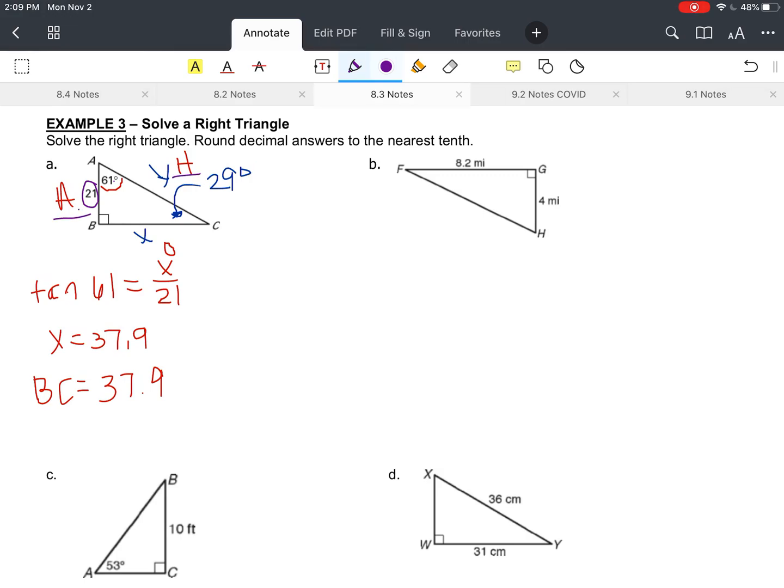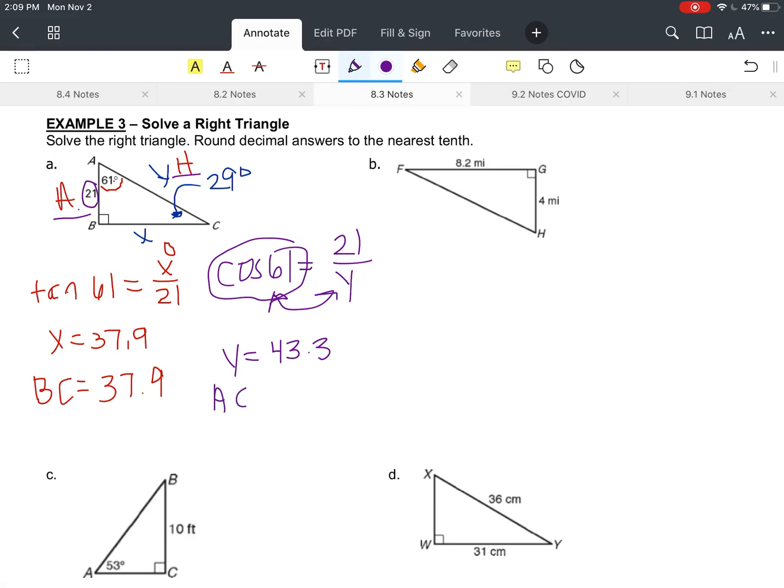To solve for Y, I have to use 21 again because that's the only side I really know. So I'm going to use adjacent and hypotenuse, which is cosine. So I'm going to say the cosine of 61 equals adjacent, which is 21, over hypotenuse, which was Y. Y is in my denominator, so remember you switch and divide. So in your calculator, you're going to do 21 divided by cosine 61. And for that case, you would get Y is 43.3.